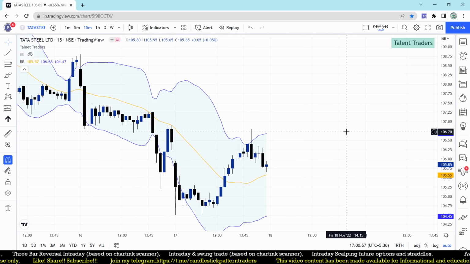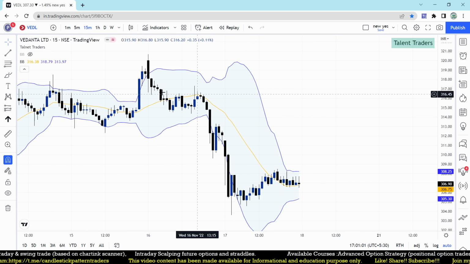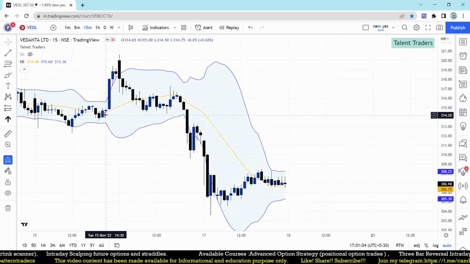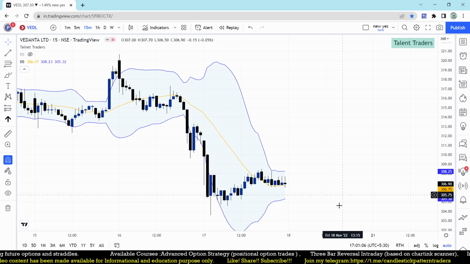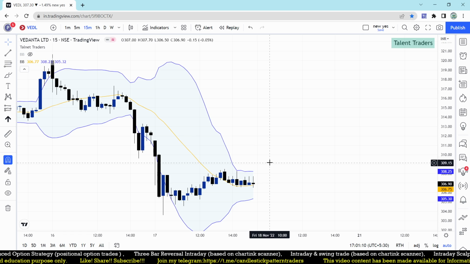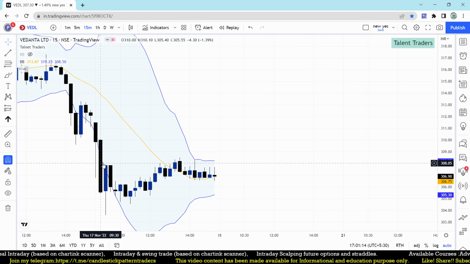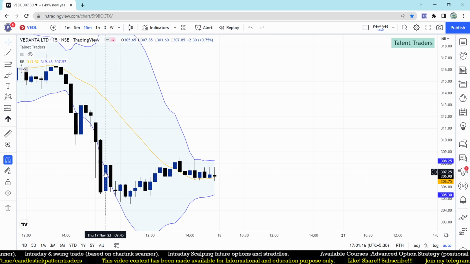I think VDL we are focusing on for today's early morning session, and this is also what happened yesterday. But today it started and then it moved down and closed. That's about yesterday. Today we found one buying opportunity, but this time it triggered and touched the upper Bollinger Band. So that is the reason we are not taking this stock.